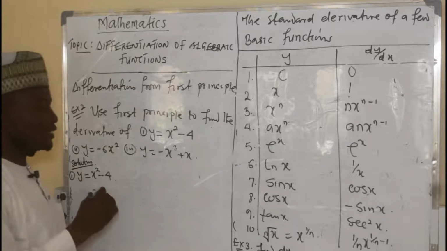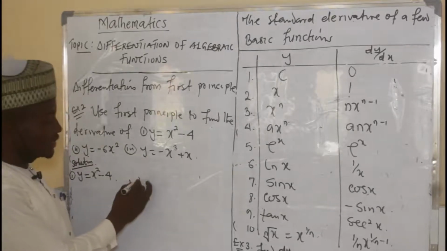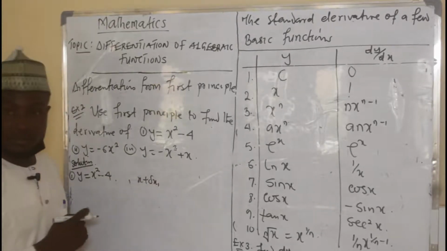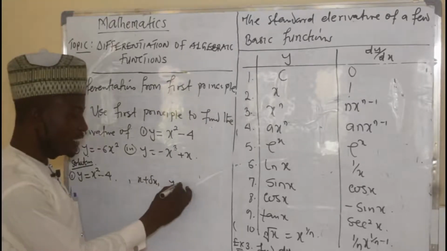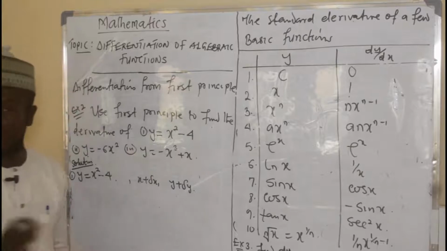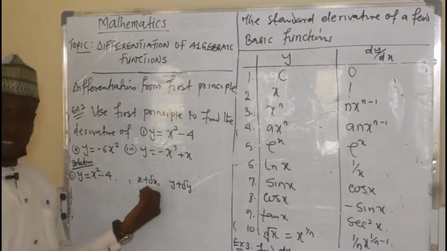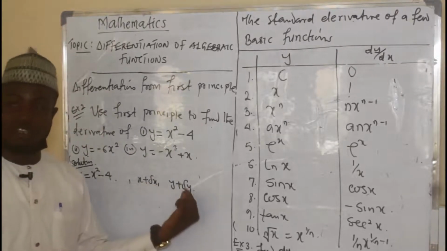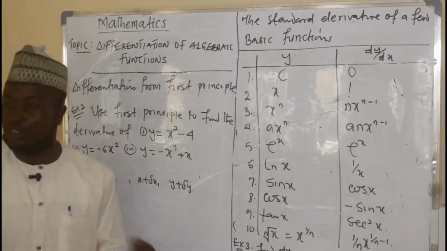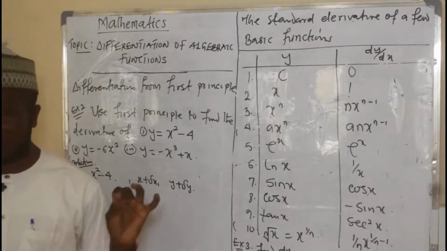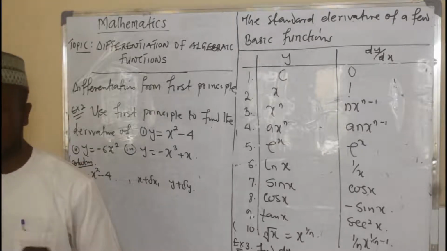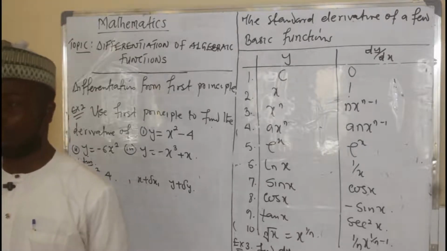So what is the increment of x? The increment of x is x plus delta x. And the increment of y is y plus delta y. These are the two things we need. Increment of x is x plus delta x. Increment of y is y plus delta y. So for you to use first principle, anywhere you see x, just put the increment of x. Anywhere you see y, just put the increment of y and substitute.